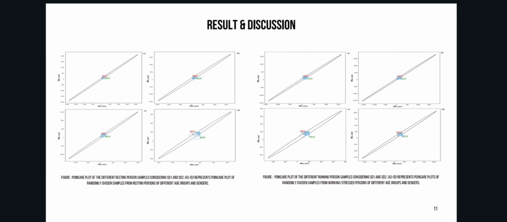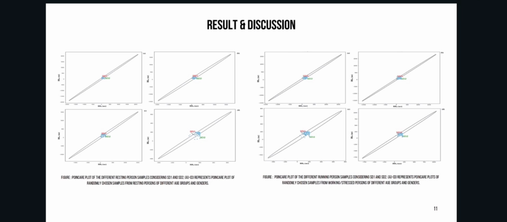The distribution of SD1 and SD2 values for different physiological conditions is shown in the figure. The left side figure explains high continuity of the Poincare plot, which indicates low disturbance at resting conditions of 4 randomly chosen subjects at different age groups and genders. On the other hand, the right side figure shows discontinuity, which indicates high disturbances at working or stressed conditions of 4 randomly chosen subjects of different age groups and genders.